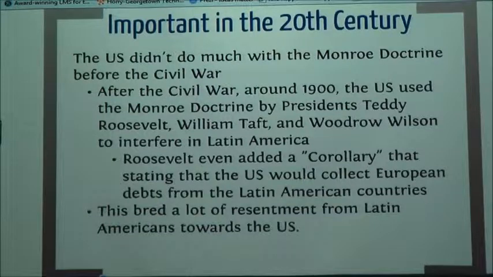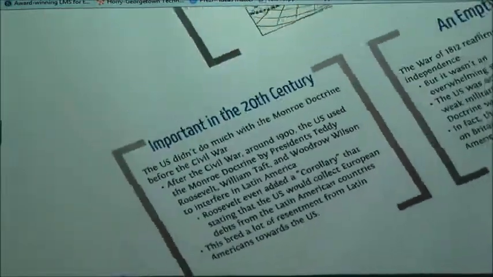Teddy Roosevelt even adds this corollary, which we call, of all things, the Roosevelt Corollary to the Monroe Doctrine, that stated that the United States would act as European debt collectors in Latin American countries. Again, trying to keep Europeans away from the Western Hemisphere. This breeds a lot of resentment from Latin Americans. Woodrow Wilson is also going to get his nose involved in Mexico to try to teach them to elect good men. And eventually the Monroe Doctrine is going to keep us out of World War I.